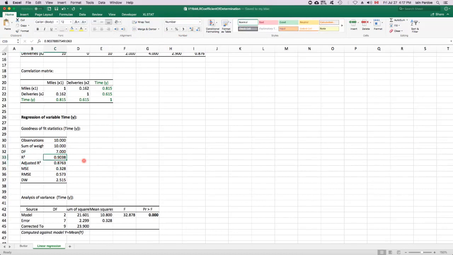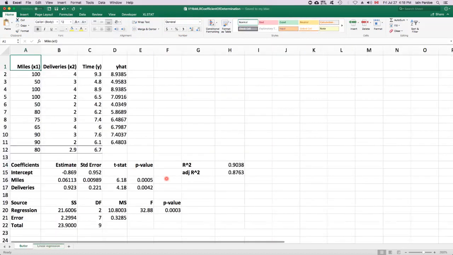That tells us 90.38% of the variation in Y can be explained using this multiple linear regression model, and then adjusted R-squared, which in and of itself isn't a very interesting number, but if we were to do some model comparisons, this number would play a role in those comparisons. Okay, so that's all about the coefficient of determination, or R-squared, in multiple linear regression.